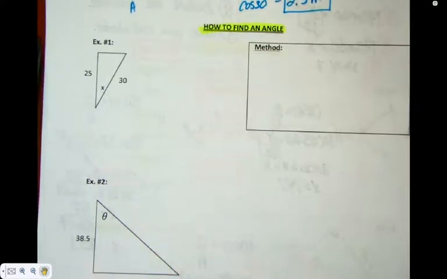Only thing different today from yesterday is yesterday we just practiced finding sides. Today we're going to practice finding angles. So you'll notice the x or the theta or the variable will always be where an angle is.